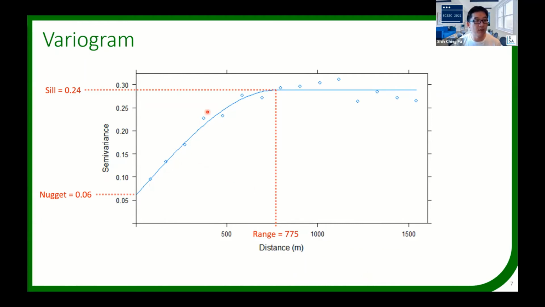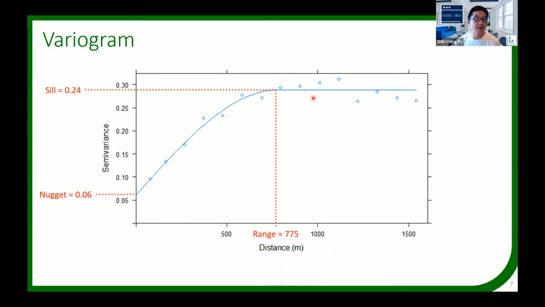And each of these points that you see on the graph corresponds to a pair of spatially separated points in our field. And we see that as we consider points that are further and further apart from each other, their semi-variance increases or correlation decreases. And eventually we reach a threshold around a distance of 775 in this example, where it plateaus out.